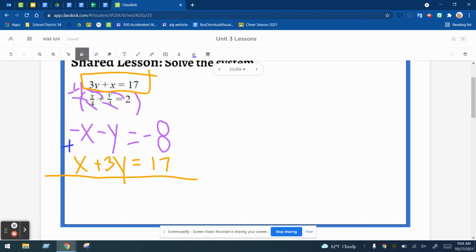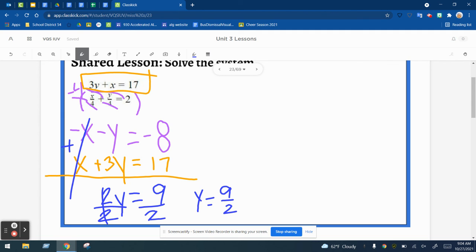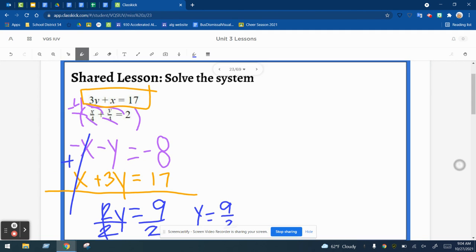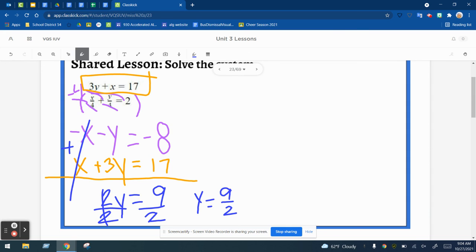Now when we add, the x's cancel, and I get 2y equals 9. So when I divide, I get that y equals 9 over 2. Okay. Let's put this in our equation. Let's put it in the top equation. It's going to be a little bit easier to put it in there to solve for x. So 3 times 9 over 2 plus x equals 17.